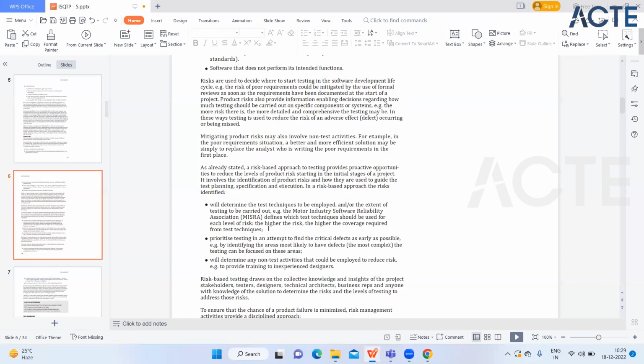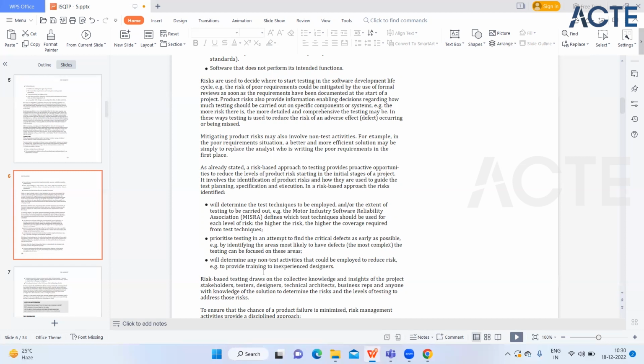So prioritize testing in an attempt to find the critical defects as early as possible. We have to prioritize our work. If we find the critical defects as early as possible, then definitely there will be fewer chances of problems when we finally deliver the product. Example, by identifying the areas most likely to have defects, the most complex, the testing can be focused on these areas. Also determine any non-test activities that could be employed to reduce risk.